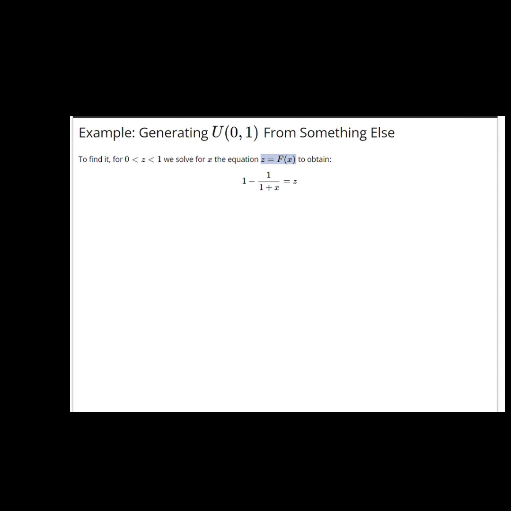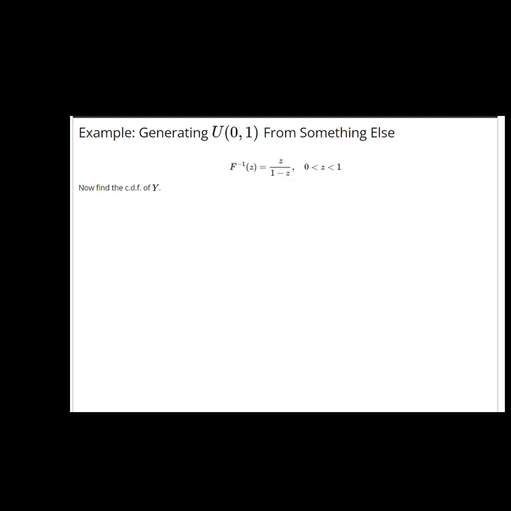So we begin by writing the equation F of x equals z, 1 minus 1 over (1 plus x) equals z, and then reorganizing it by moving the z to the left and the 1 over (1 plus x) to the right-hand side of the equation, taking reciprocals on both sides, and then subtracting 1 on both sides to obtain x equals z divided by 1 minus z. We have discovered the inverse function. F inverse of z is z over 1 minus z. And of course this only makes sense provided that z is strictly less than 1.